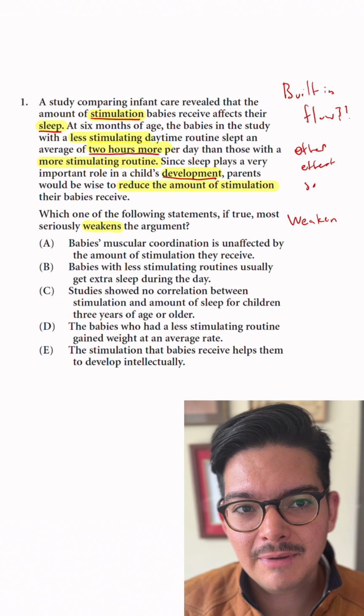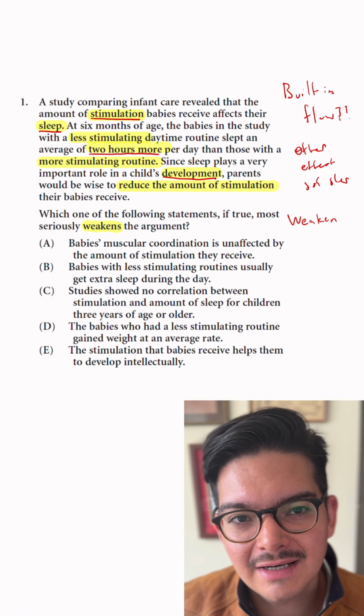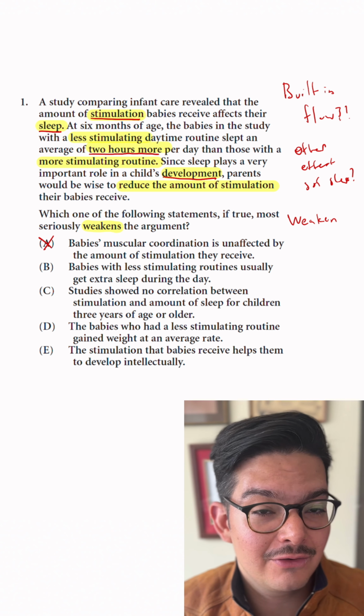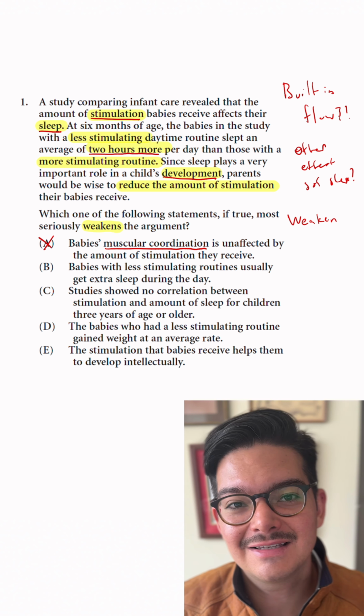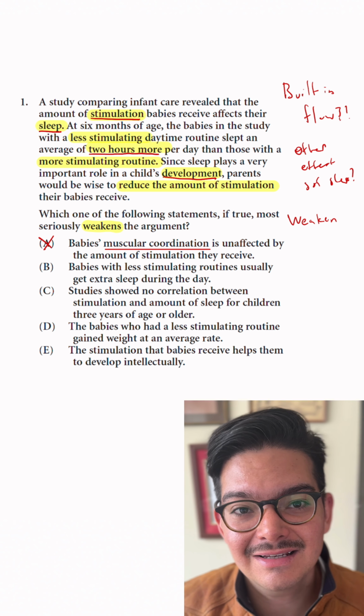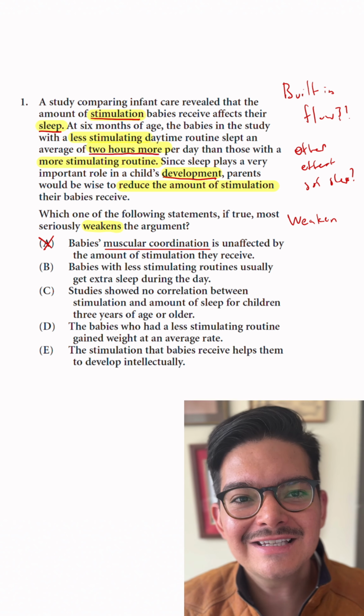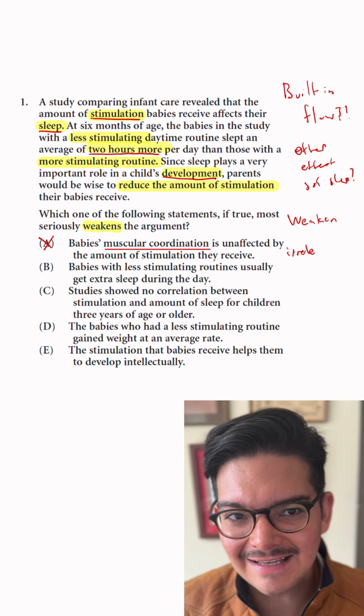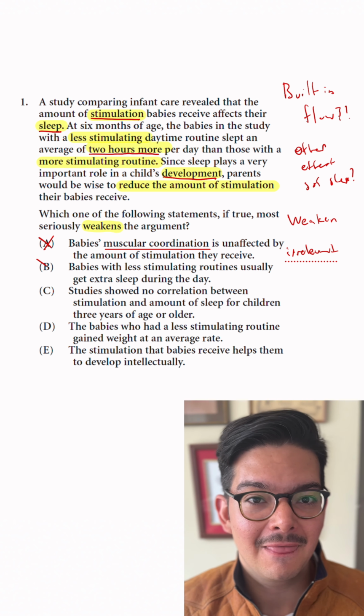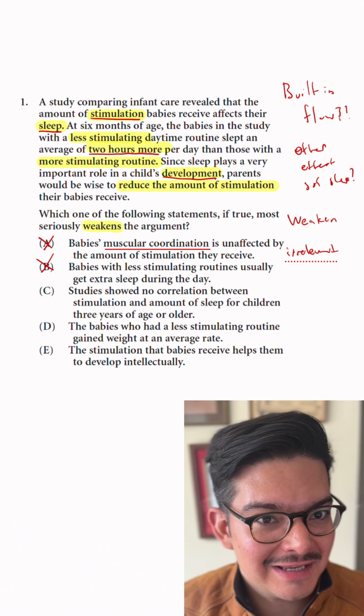A is wrong because it mentions muscular coordination, which isn't part of the author's reasoning at all. Whether or not stimulation affects coordination doesn't change the recommendation. B is wrong because it just restates the study's finding that less stimulation equals more sleep. That supports the argument, it doesn't weaken it.